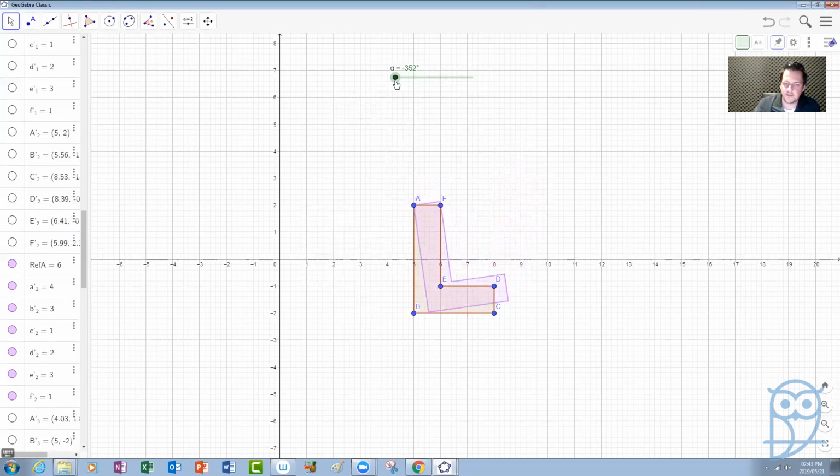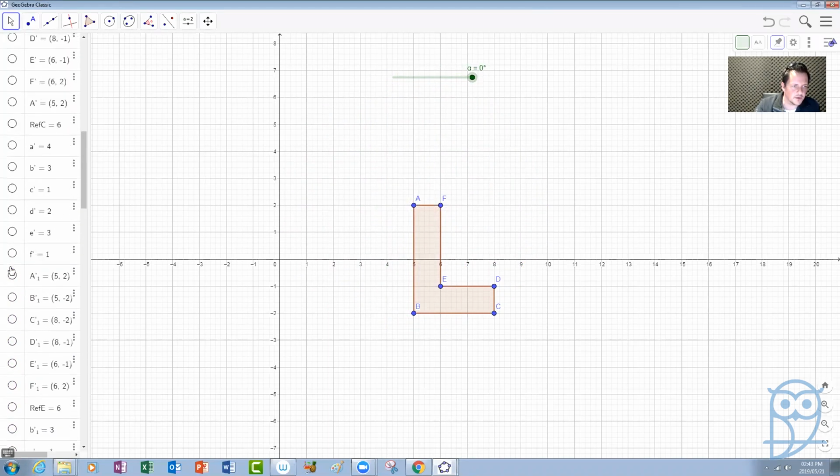So you can see the shape is still exactly the same. It overlaps exactly the same. And it's swiveling around point A. All right. What if we want point B, for example?